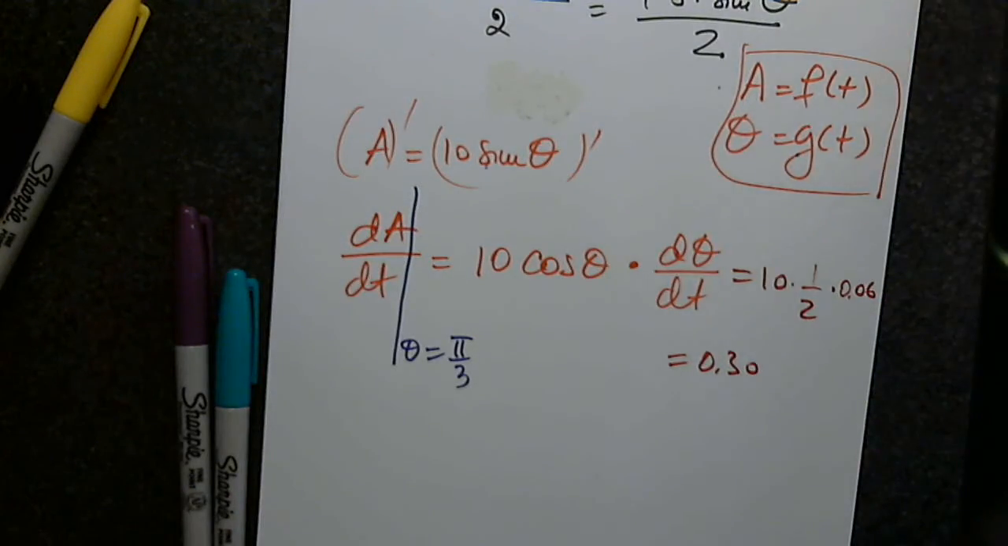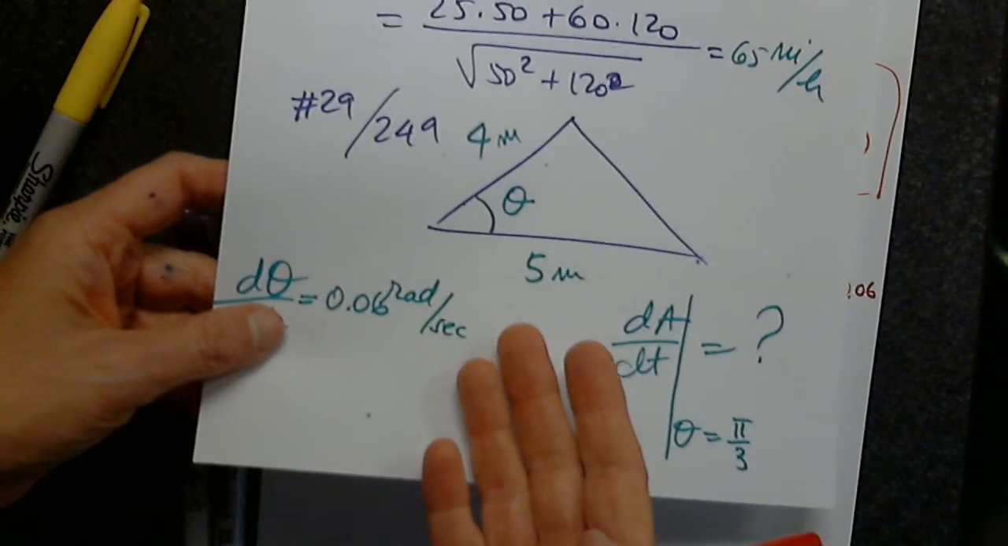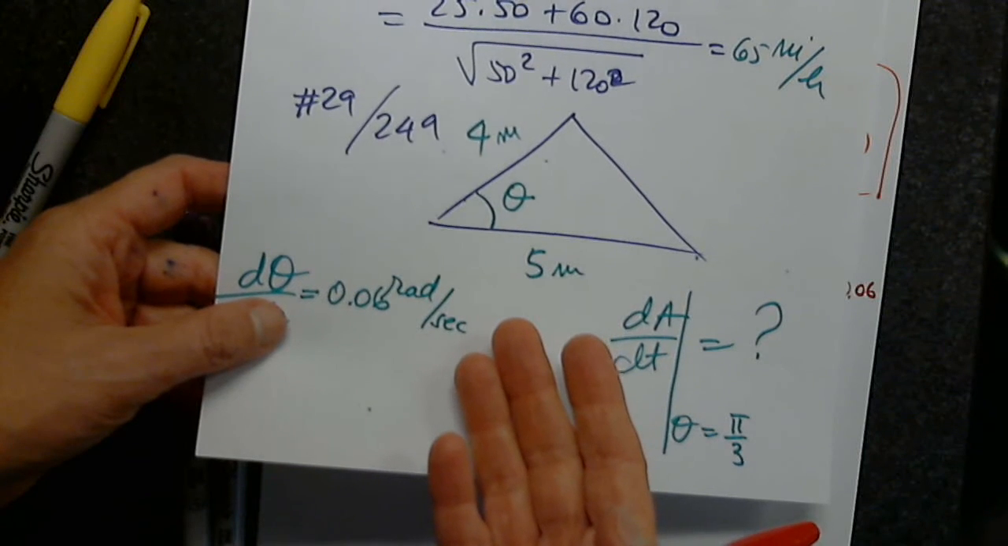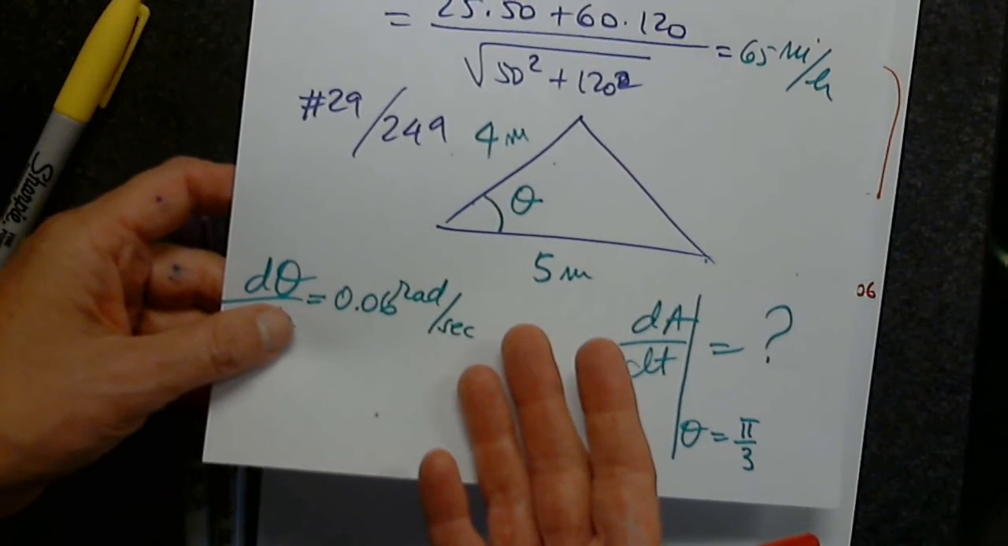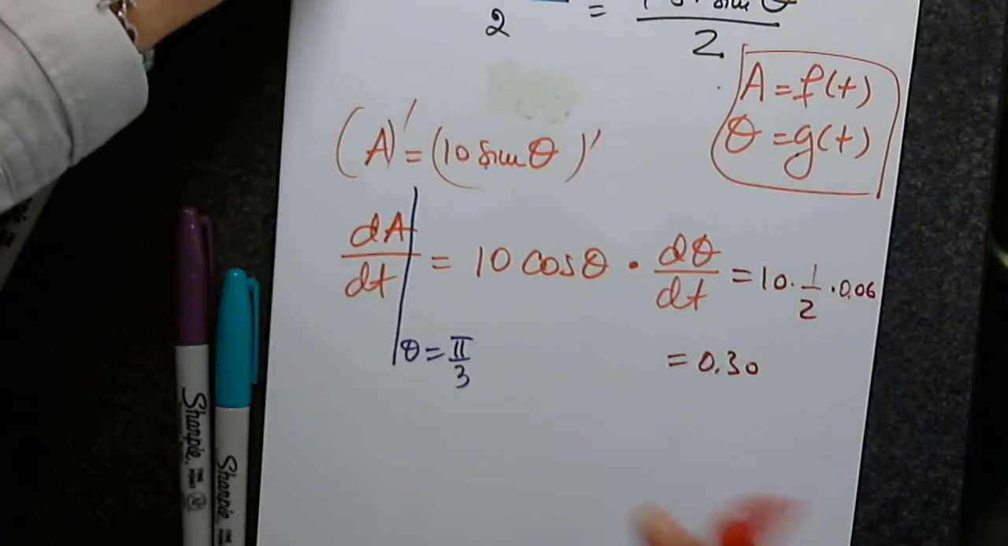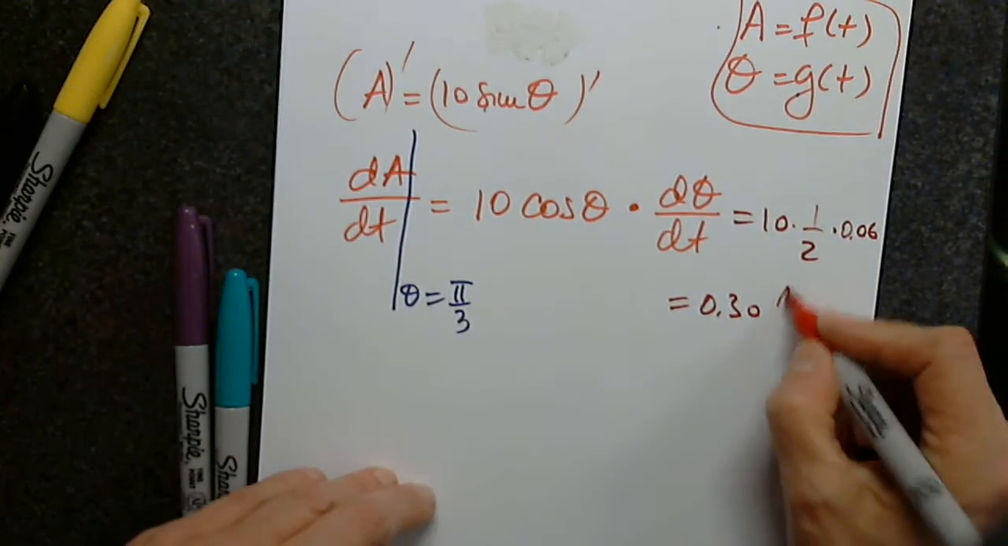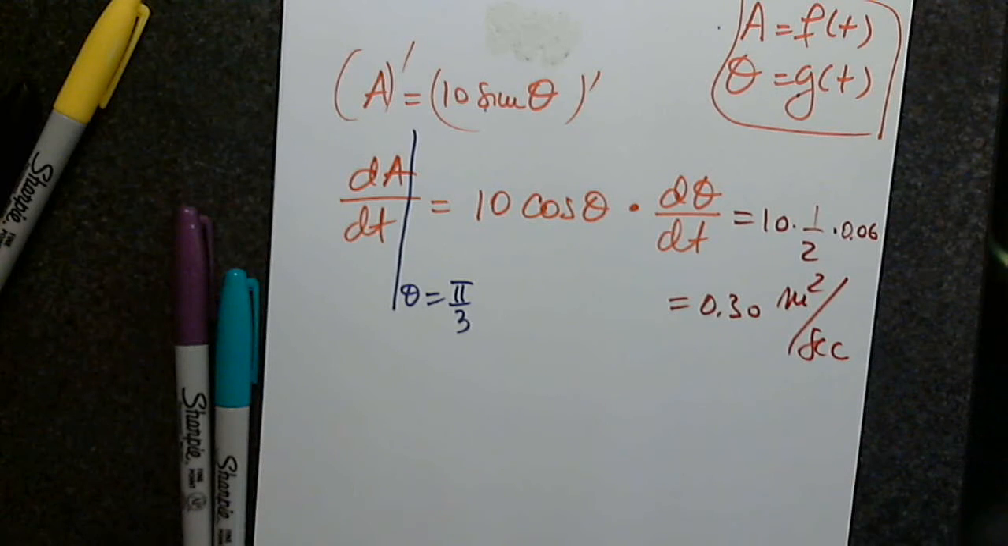Let's hold on. What would the area be measured in? So it's meters, radians by second. The area, what would the area be measured in? Over. That's it. Any questions?